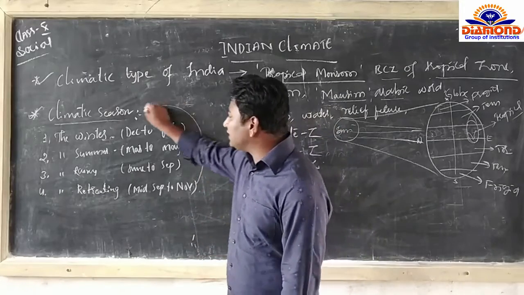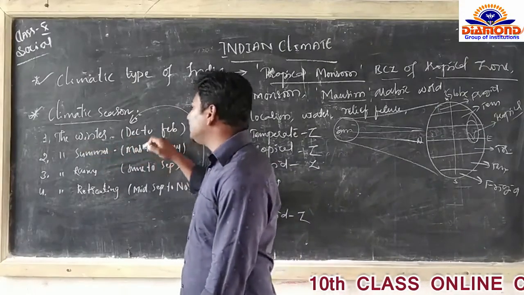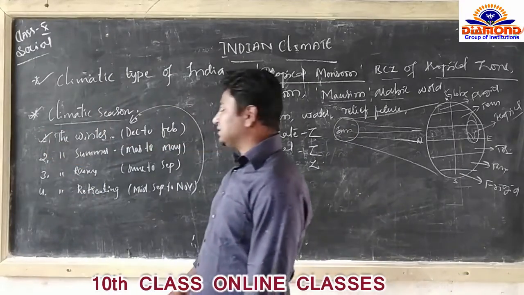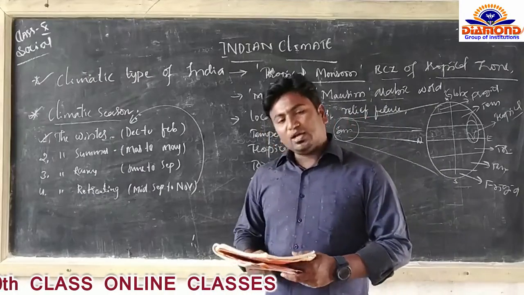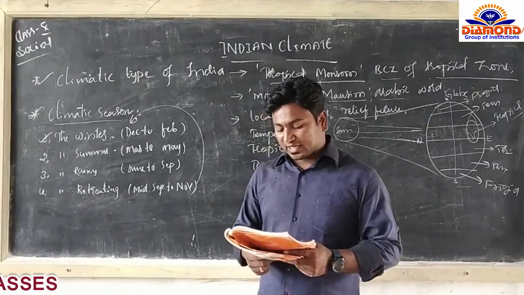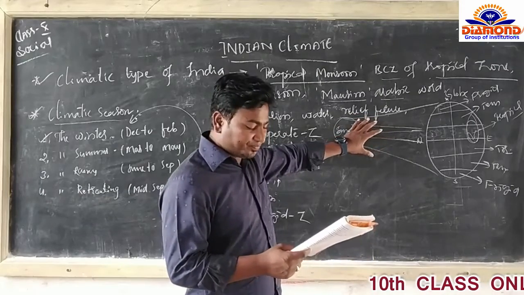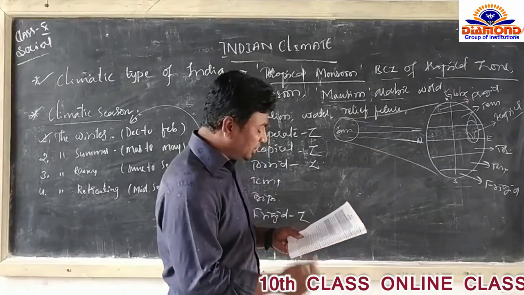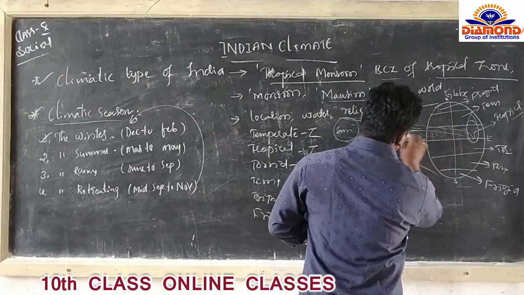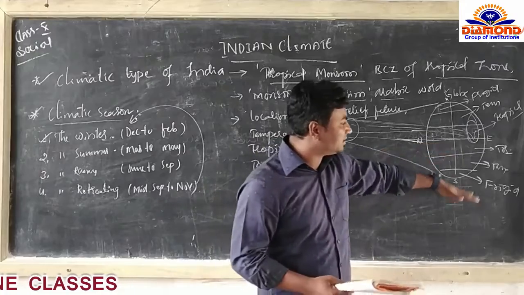Okay, so now we are going to understand the importance of each season in detail. The first season is called the winter season. During this season, the rays of the sun fall vertically over the southern hemisphere. The rays of the sun fall vertically over the south part of the southern hemisphere.